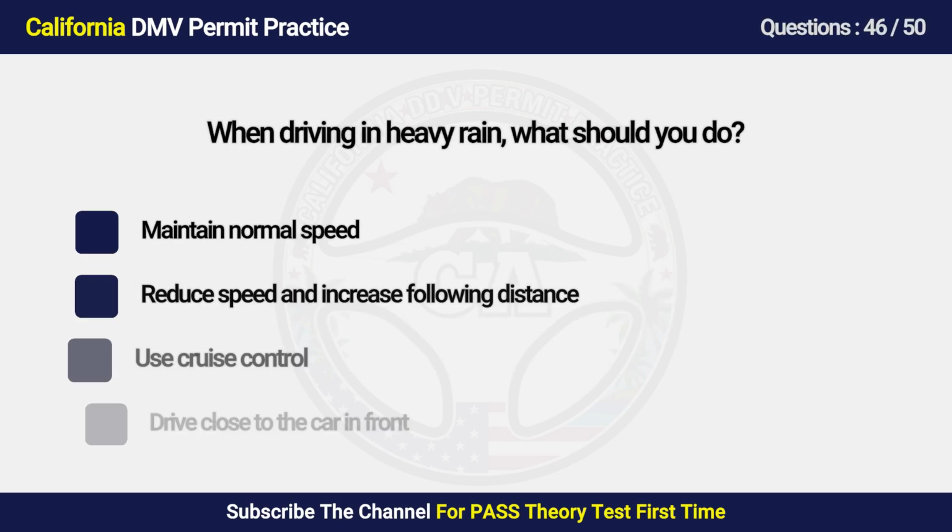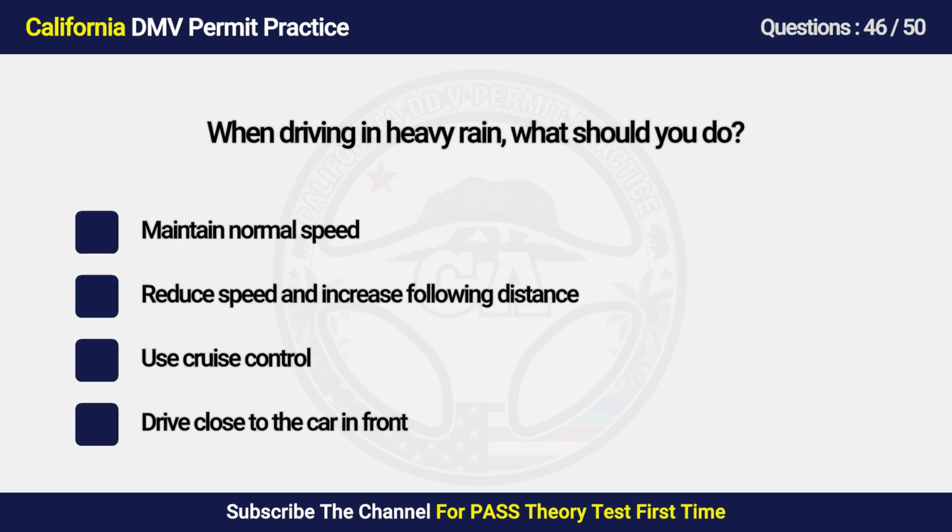Question 46. When driving in heavy rain, what should you do? A. Maintain normal speed. B. Reduce speed and increase following distance. C. Use cruise control. D. Drive close to the car in front.